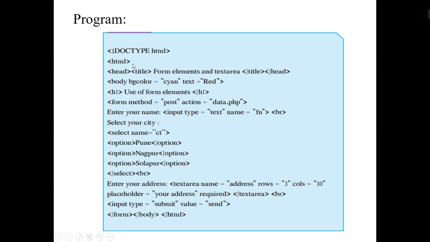Now what is the use of HTML tag? For writing any HTML program we use the starting tag as an HTML tag, that we have seen in the syntax, or the basic structure of HTML. After HTML the next tag is the head tag. As HTML is divided into two sections, that is head section and the body section. So under the head section we have the title tag. So we have assigned the title as form elements and text area.